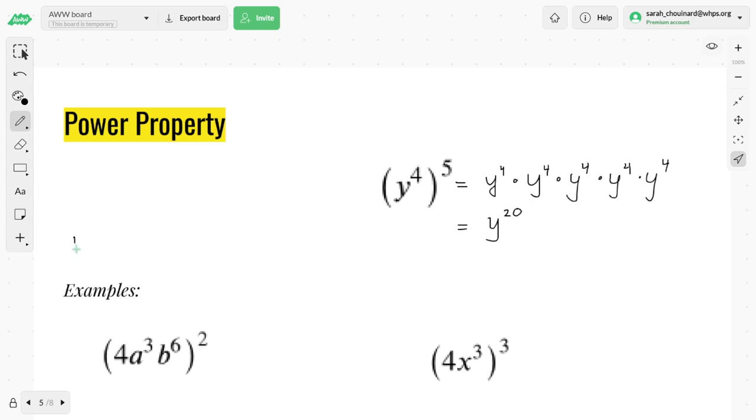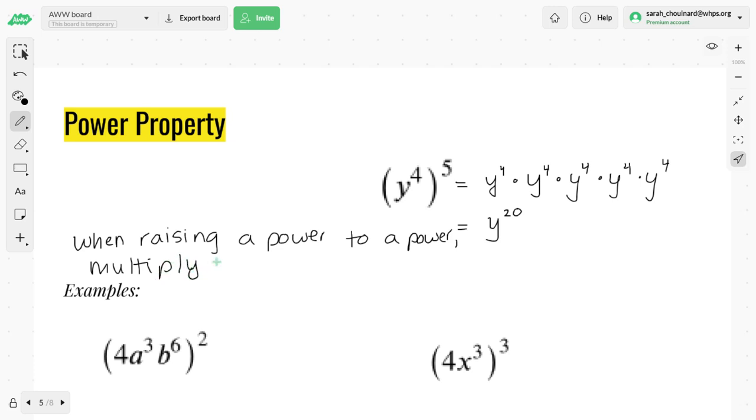So this rule says when raising a power to a power, you're going to multiply the exponents.